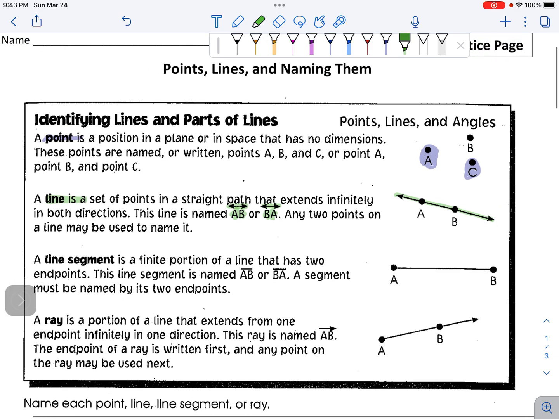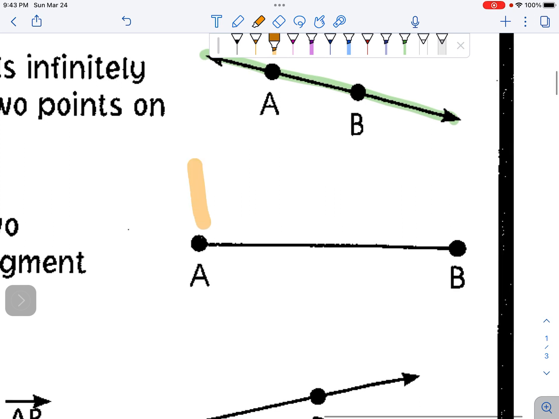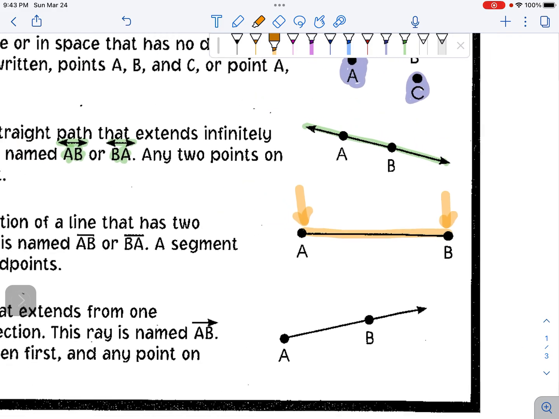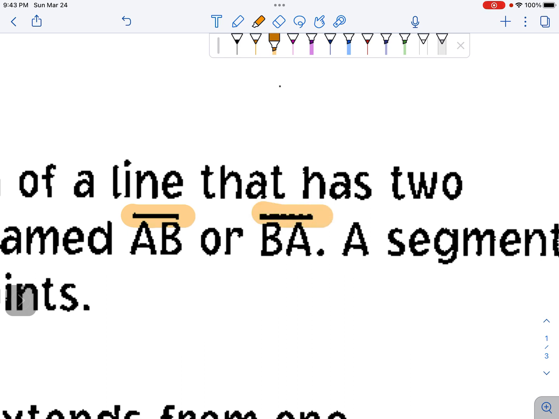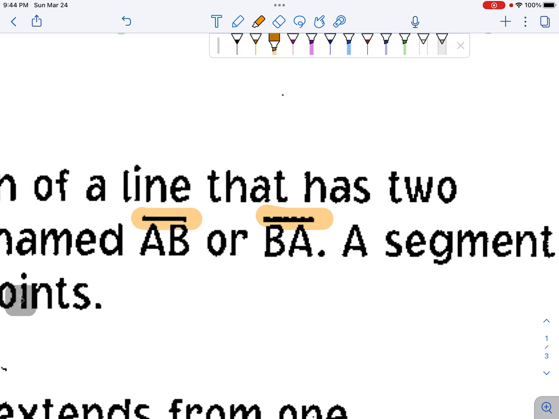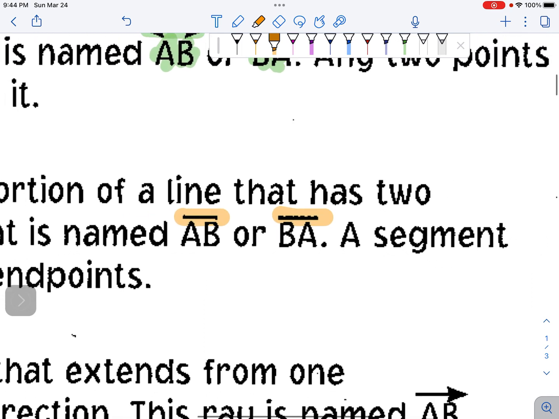The next one is a line segment. The difference in a line segment is that it ends exactly at that point. It does not continue infinitely. It just plain stops. So when we write those, you might notice that it has lost its arrow. There's no arrow. It's just a little chunk of a line. Again, we can call that AB or BA.